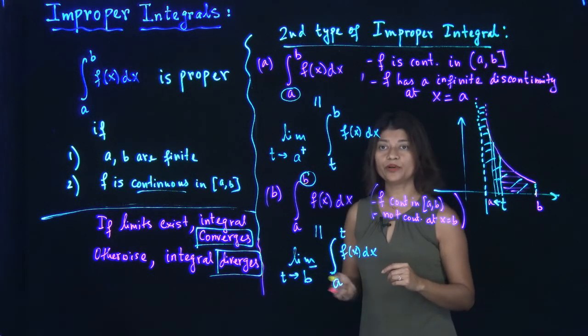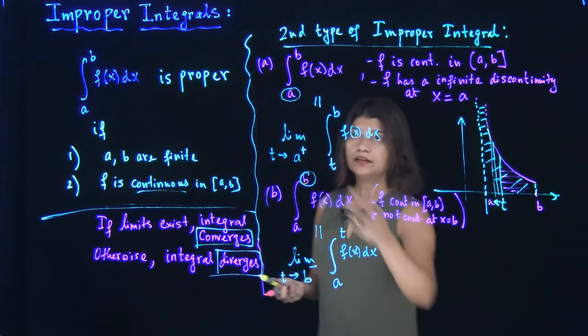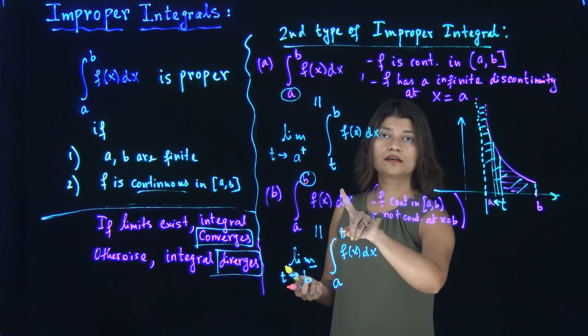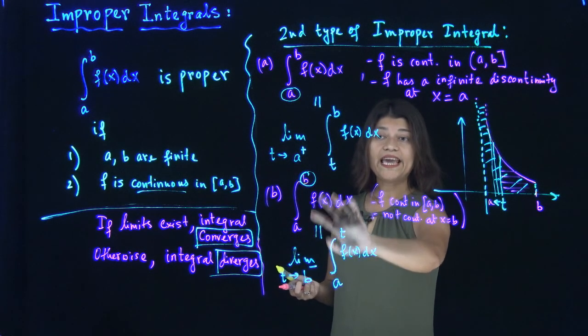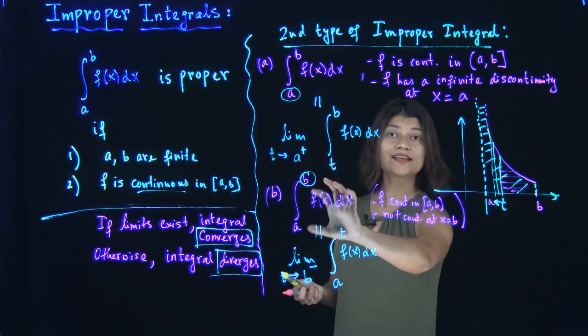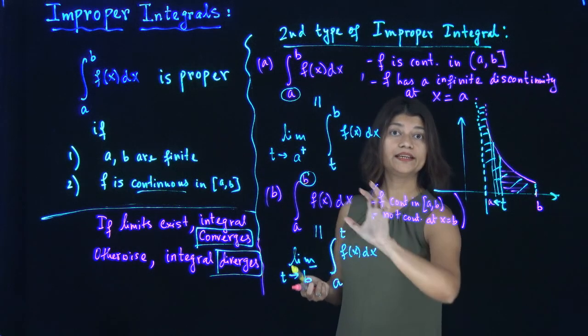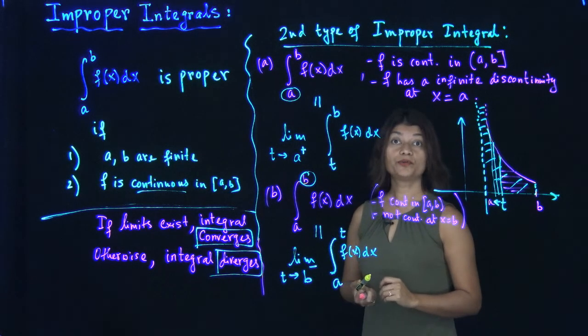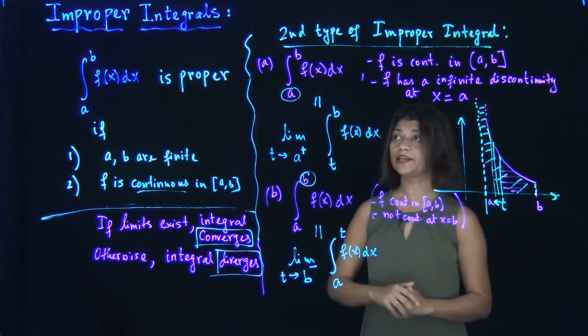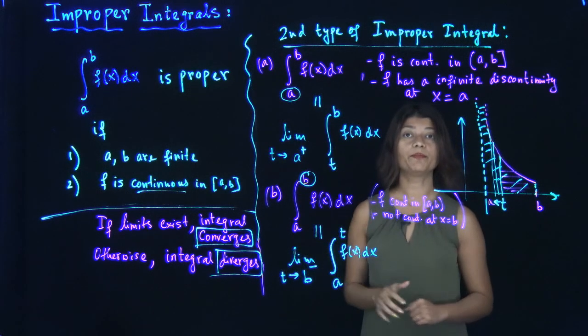And then there's a third type. As you can see, these are the situations where the function is not continuous at the endpoints. What if the function is not continuous inside the interval? What do we do then? Okay, so let me pause the video a little bit and then I'll erase the board and come back and finish this.